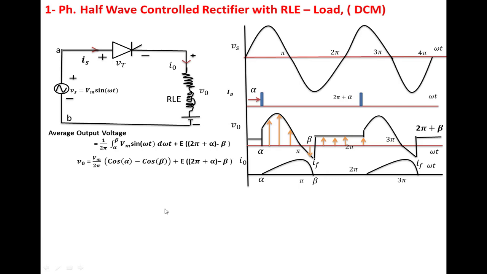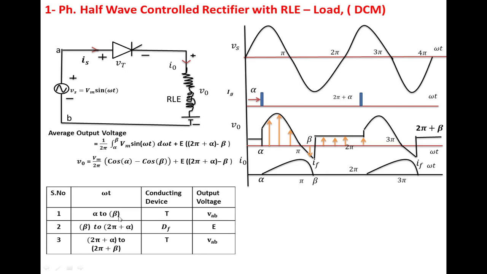Now we are going to put the circuit operation in table form. From α to β, the SCR is conducting and the output voltage is Vab. From β to 2π plus α, no device is conducting, so the output voltage becomes E. From 2π plus α to 2π plus β, the SCR is conducting again and the output voltage is Vab.